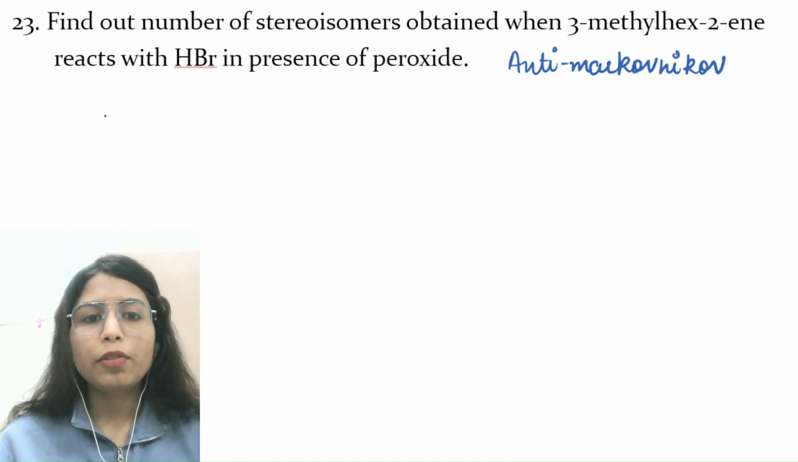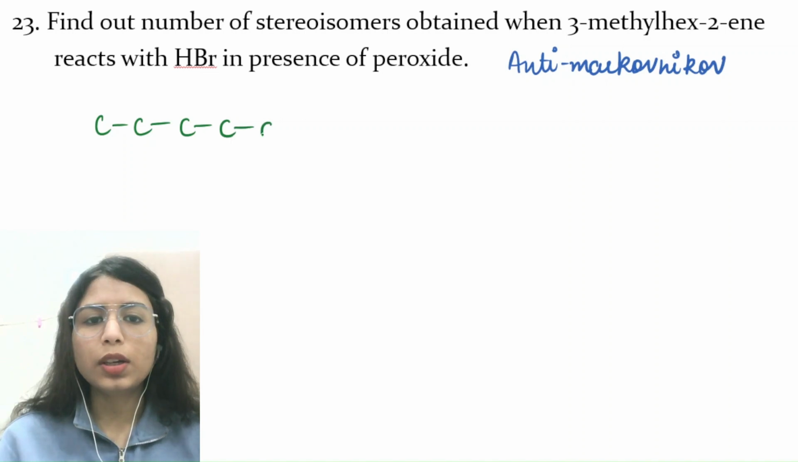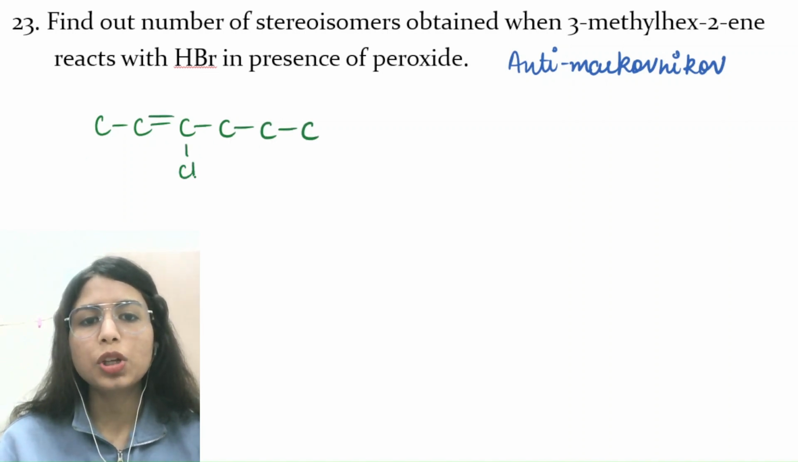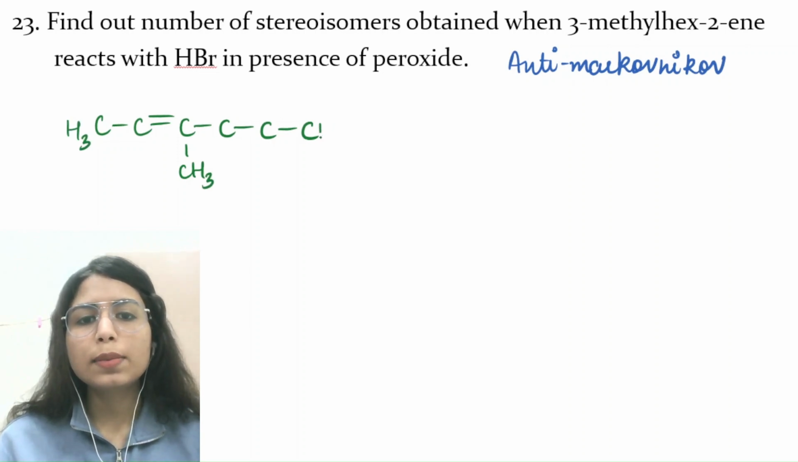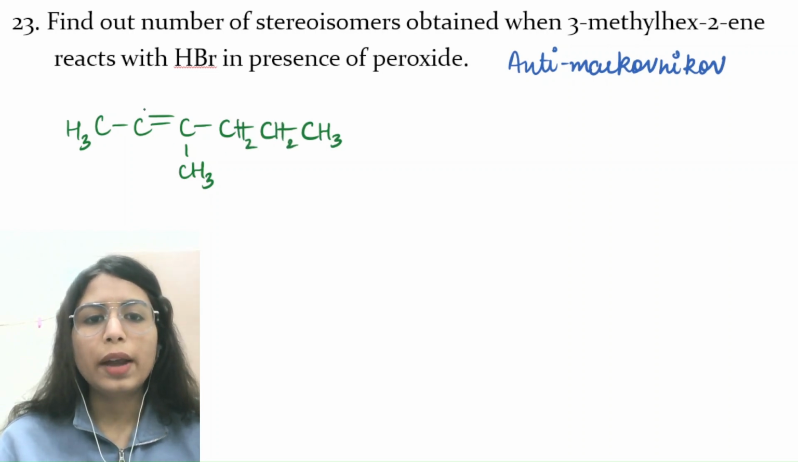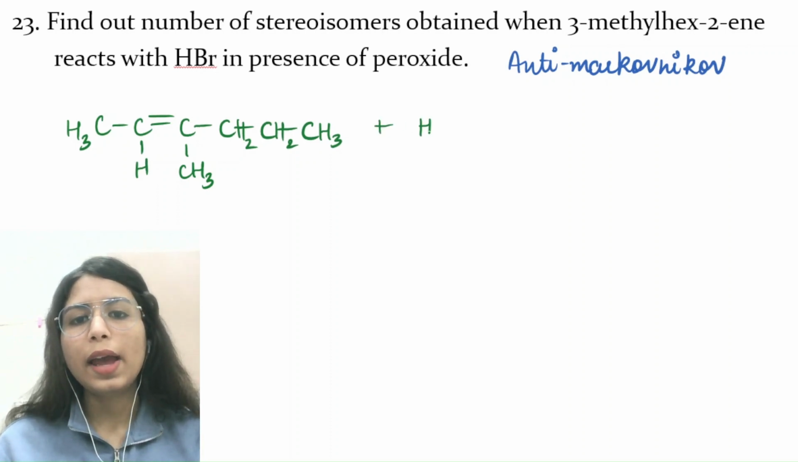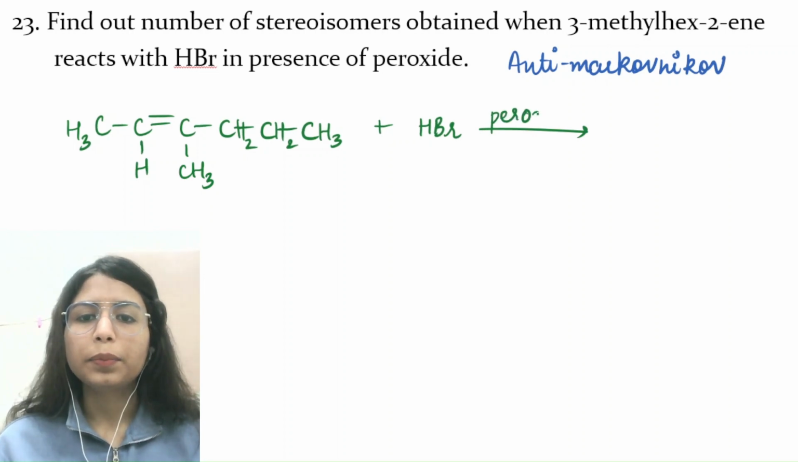Here, if I talk about 3-methylhex-2-ene, it has a structure like this: a 6 carbon long chain, a double bond at the second position, and CH3 over here. You can complete the valencies by adding hydrogens to them, right? So it is CH2, CH2, and here you have one hydrogen atom, and you are adding HBr to it in the presence of peroxide, right?